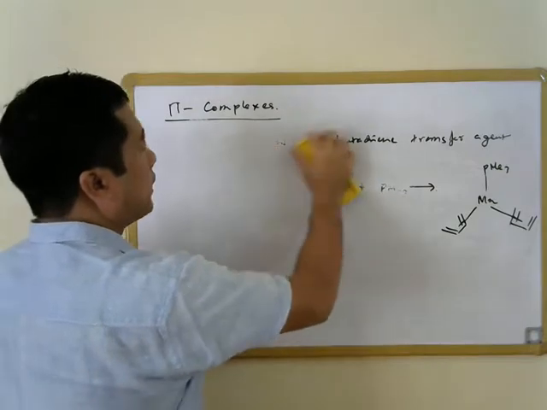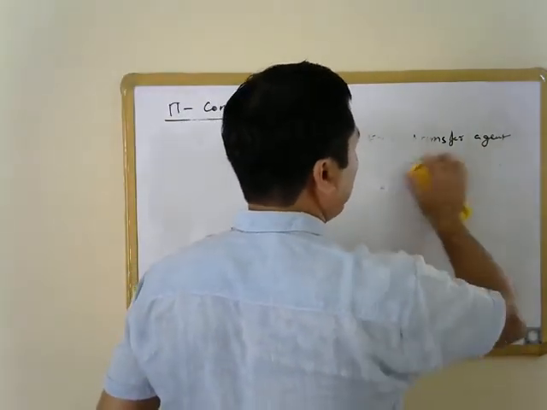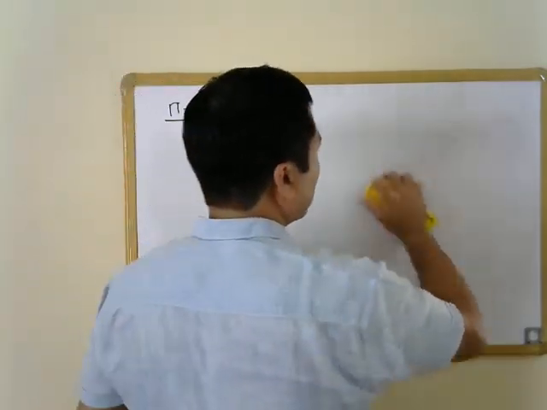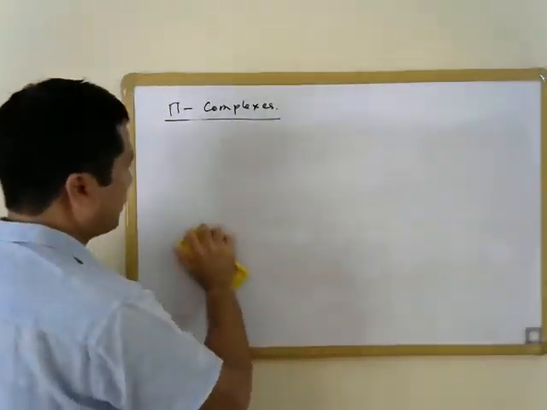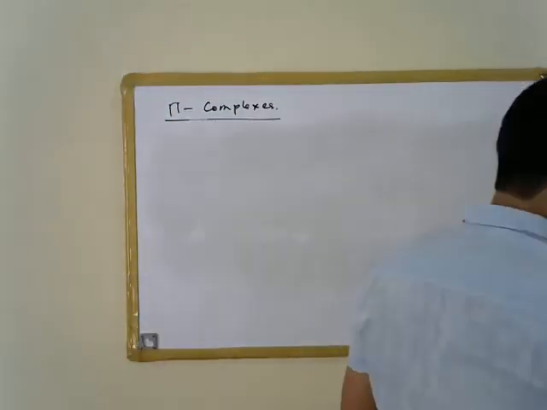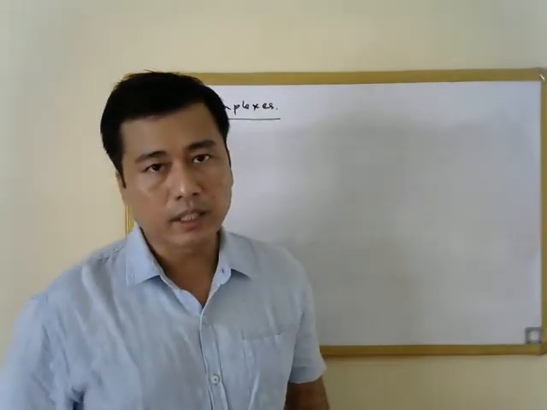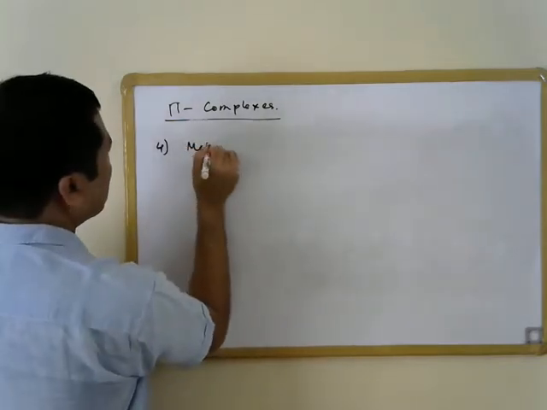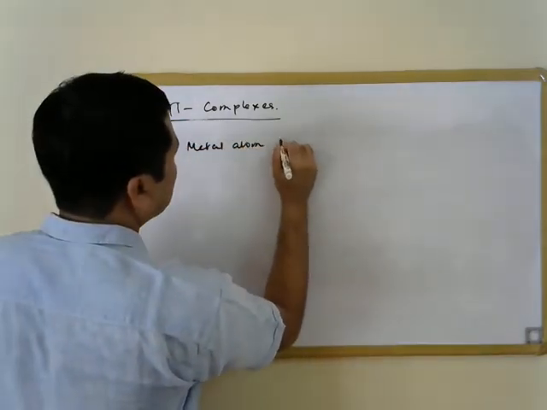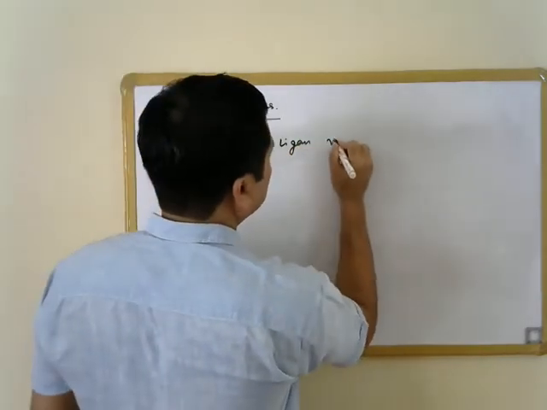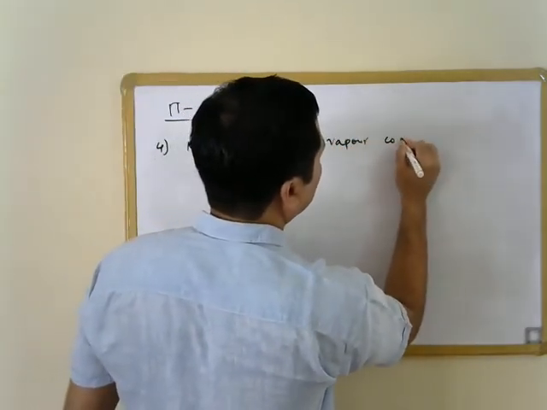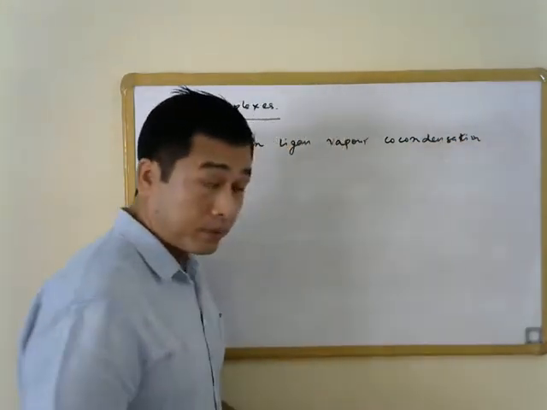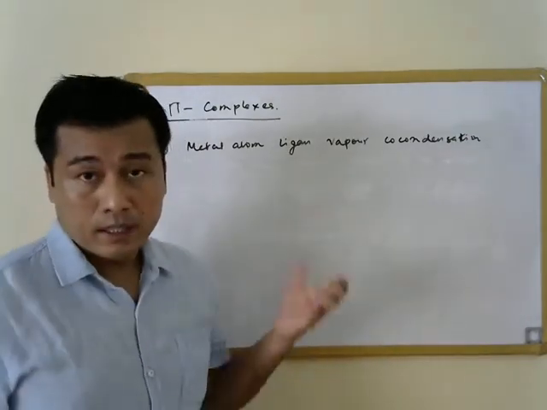So one more very useful approach for preparation of metal olefin complexes is the co-condensation of metal vapors with ligands in gaseous state. That is the fourth approach: metal atom ligand vapor co-condensation. In fact, some of the organometallic metal olefin complexes can be prepared only by this particular approach.